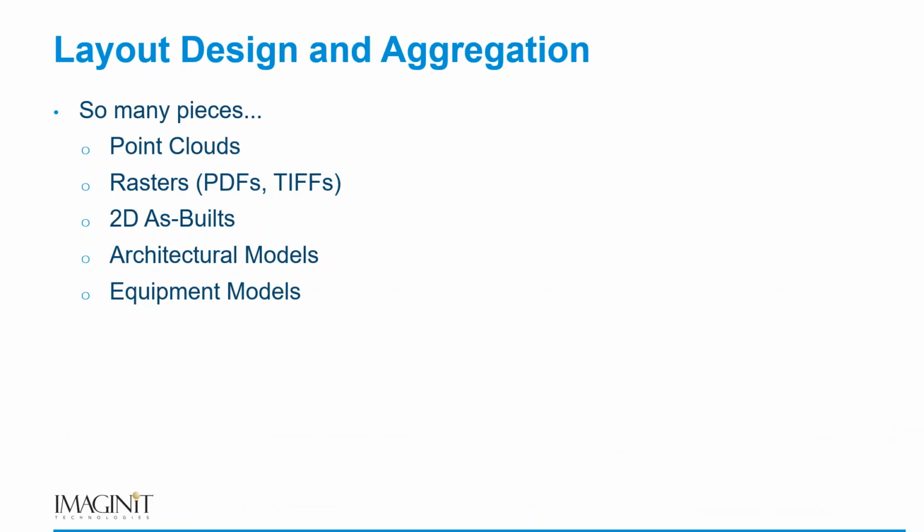So we're going to begin today's meat of the session, looking at layout design and aggregation, talking about all these pieces that make up things that you want to bring into a digital twin. Arguably, this is one of the more important aspects of digital twin nature, because without assets, without things that you can point to, call upon, get metadata on and track, digital twins are somewhat empty. So we're going to talk a little bit about point clouds, rasters, 2D as-builts, architectural models, and equipment models.